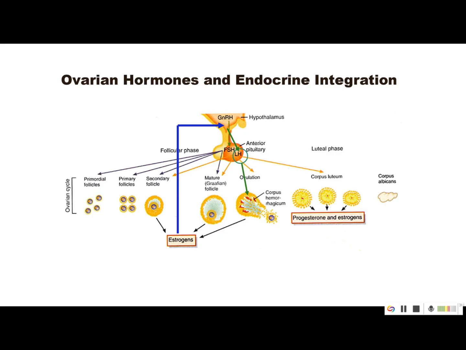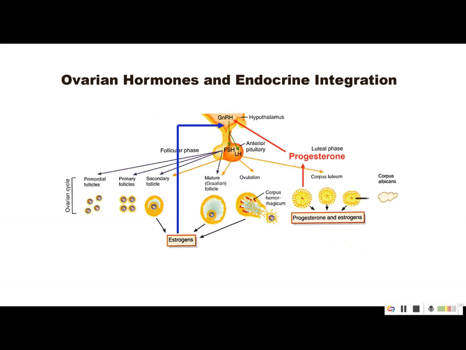Luteinizing hormone also stimulates follicular granulosa cells to form a corpus luteum, which secretes progesterone and estrogen in the luteal phase of the ovarian cycle. Secretion of progesterone and estrogen by the corpus luteum decreases FSH and LH secretion by the anterior pituitary.